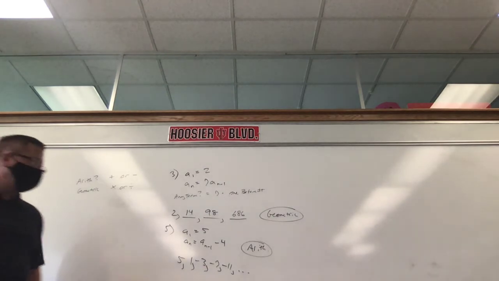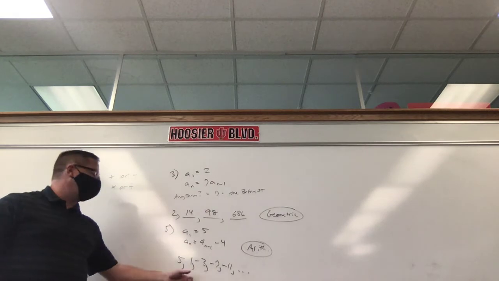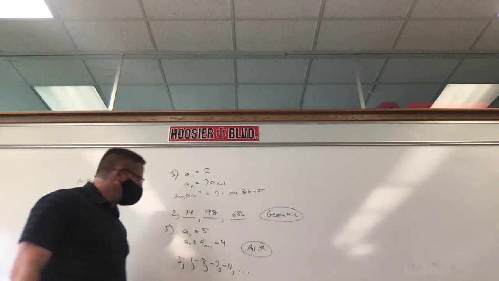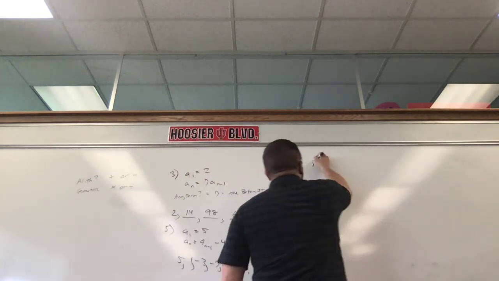And again, all you need to do is put arithmetic, but I want you to understand this because later on you're going to have to know how to come up with these, okay? So to find any term, you subtract 4. Let's look at number 7.